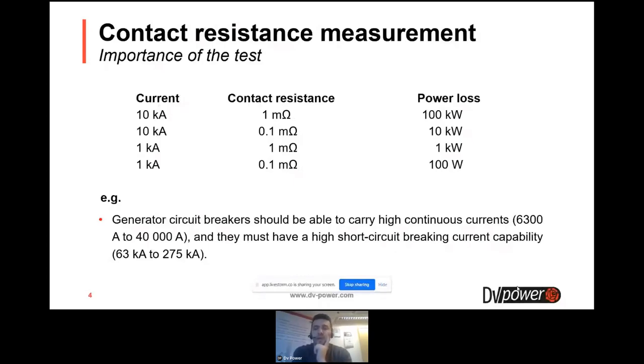transformers and apparatus in substations. For example, generator circuit breakers usually have a very high rated continuous current, up to 40,000 ampere, and for that reason, for example, the resistance of these breakers is usually only a few microohms, and any increase of resistance of course is a huge problem.